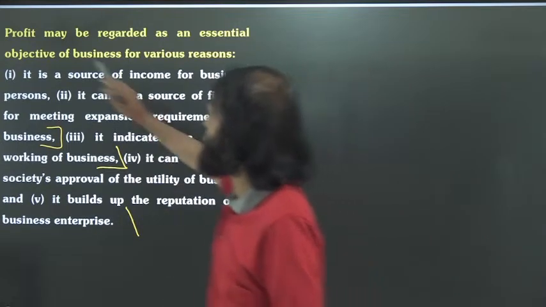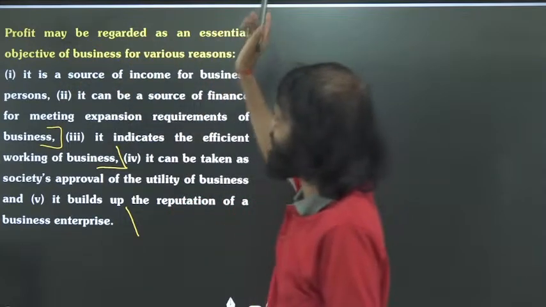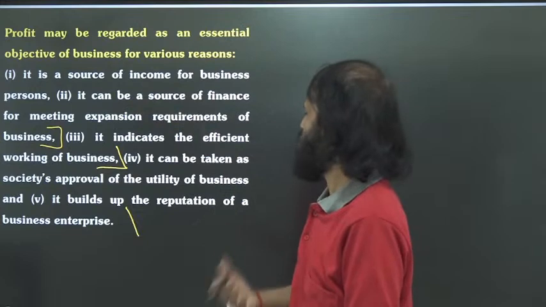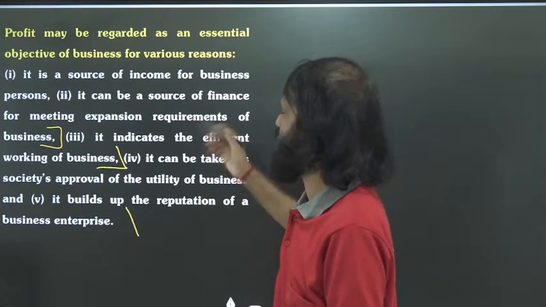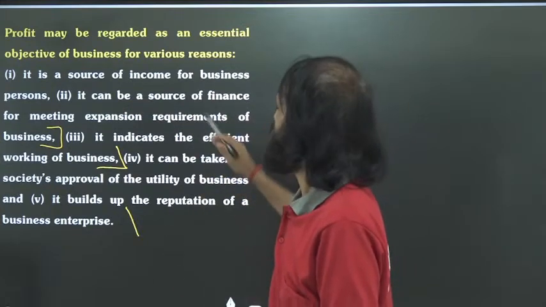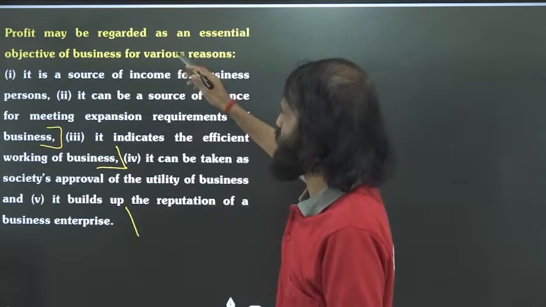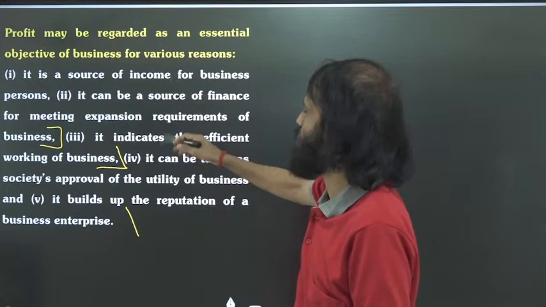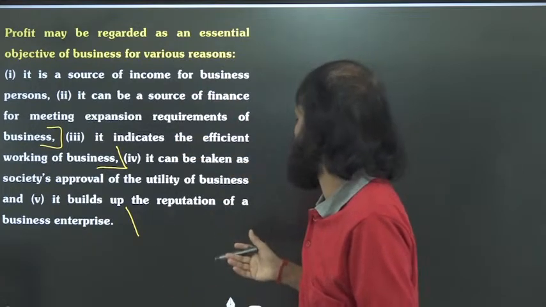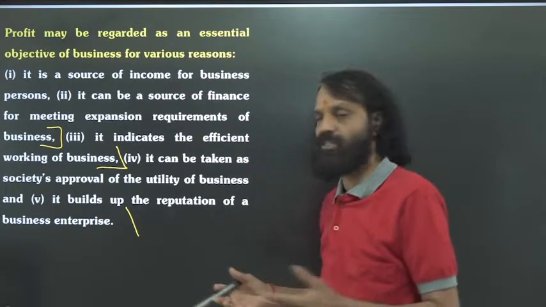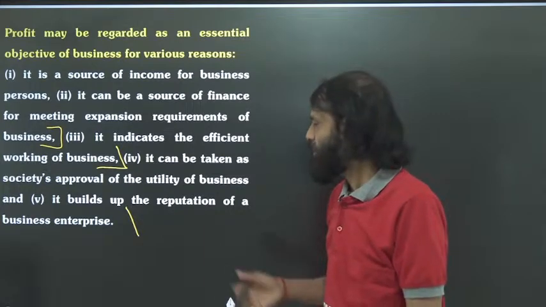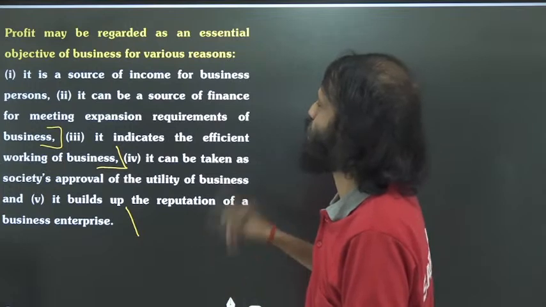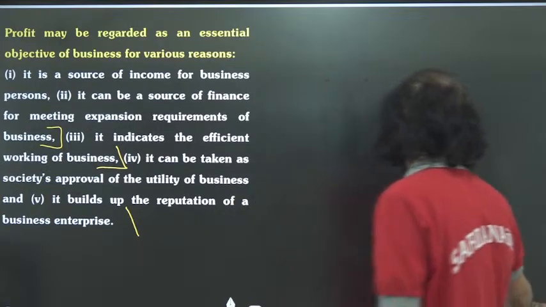That is why profit may be regarded as an essential objective of business for various reasons. What are the reasons? The business itself wants to get development. Only when the business house generates or creates profit, then only business expansion takes place. Otherwise, business expansion won't take place. Quality products can be provided only when the business makes profit. That also you need to remember.